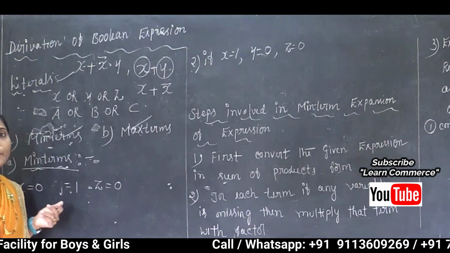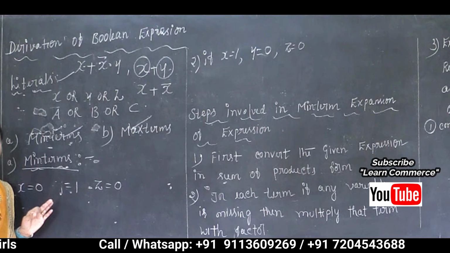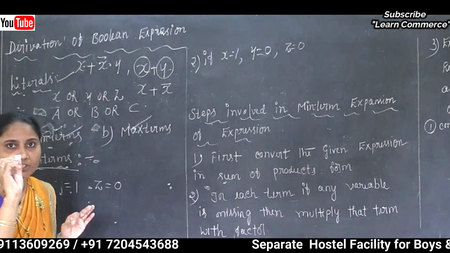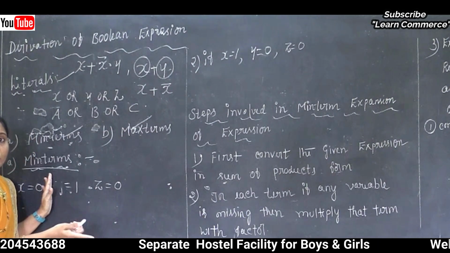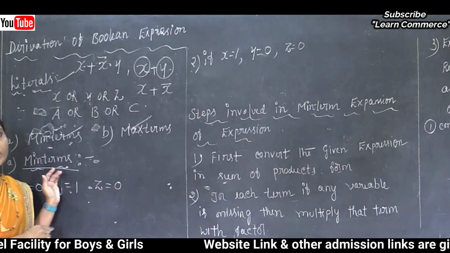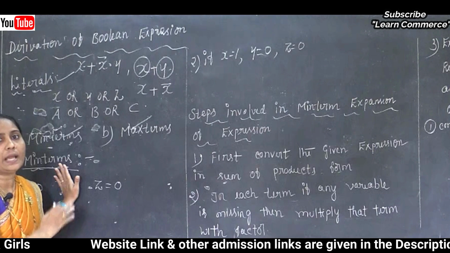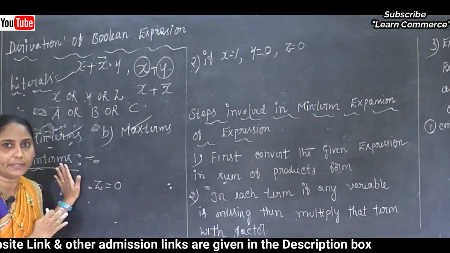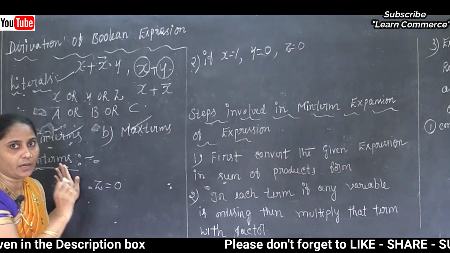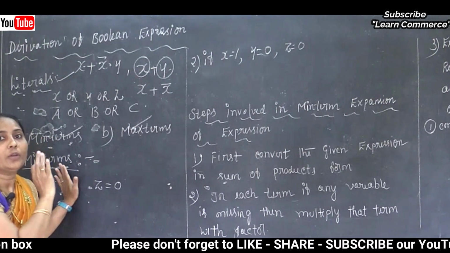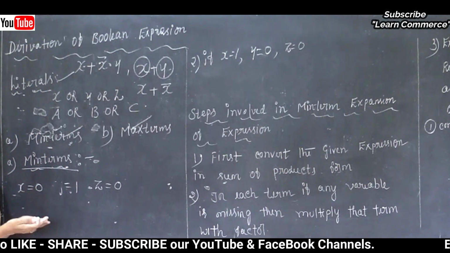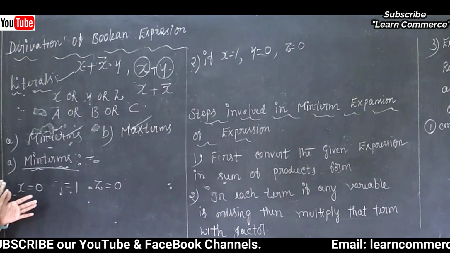Now what do you mean by a minterm? So minterm is a product of all the literals. We know the meaning of the product. Product means dot. So minterm is a product of all the literals with or without the bar within the logic system. This is the explanation or the meaning of the minterm. But now there is a little bit of confusion: what do you mean by a product with or without the bar within the logic system?